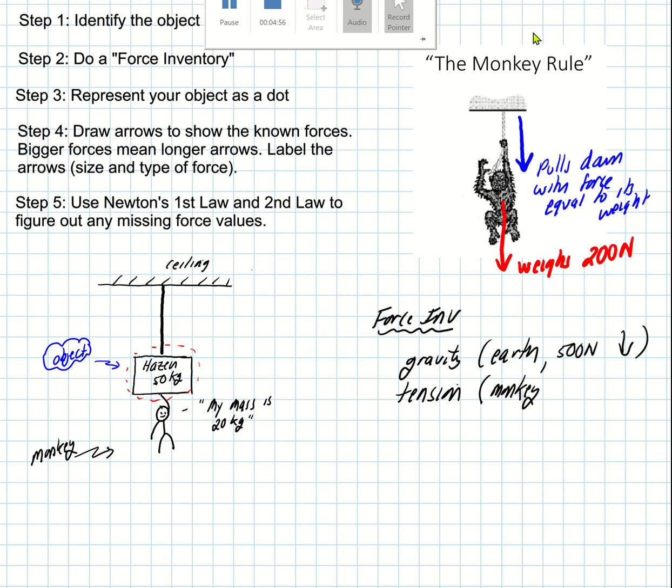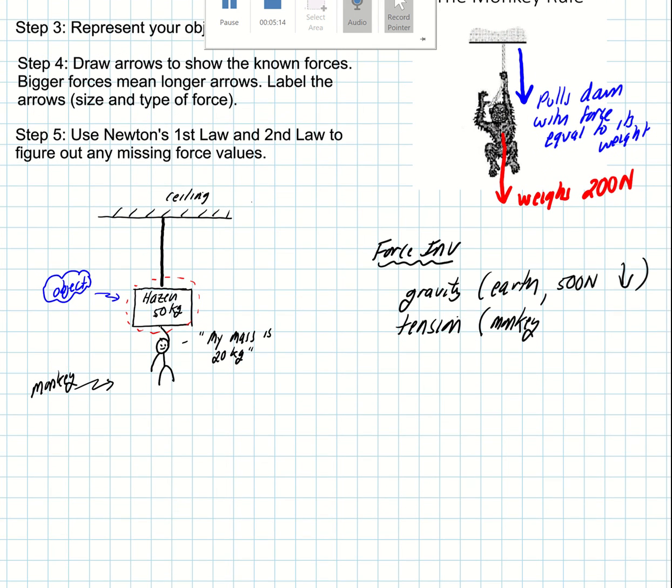That's the monkey rule. Sounds a lot like the elephant rule because it's kind of based on the same thing. The monkey isn't accelerating. When it's not accelerating, it's going to pull down on whatever it's hanging from with a force that's equal to its weight. All right, so using the monkey rule, we now know how hard the monkey is pulling down on my favorite box in the whole world, my 50 kilogram box.